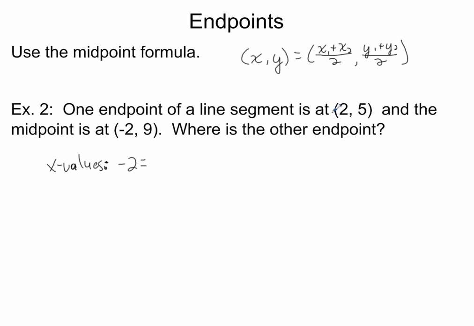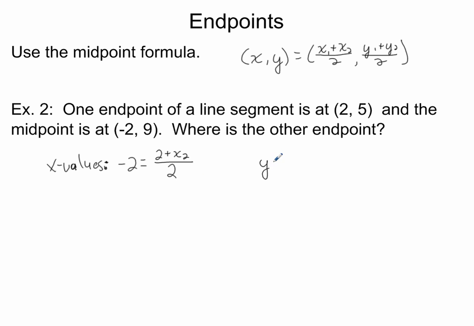One of them is 2, but we don't know what the other endpoint is. So I'm gonna let that be x2. You can let it be whatever variable you want. You could even let it be x if you really wanted to. I'm just going to pretend like I'm plugging these values into my formula here, though, so I'm going to leave it x2. And then we divide that by 2.